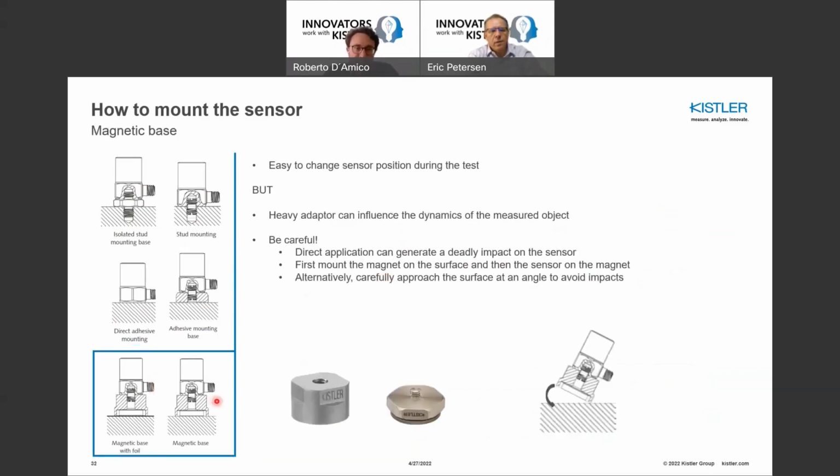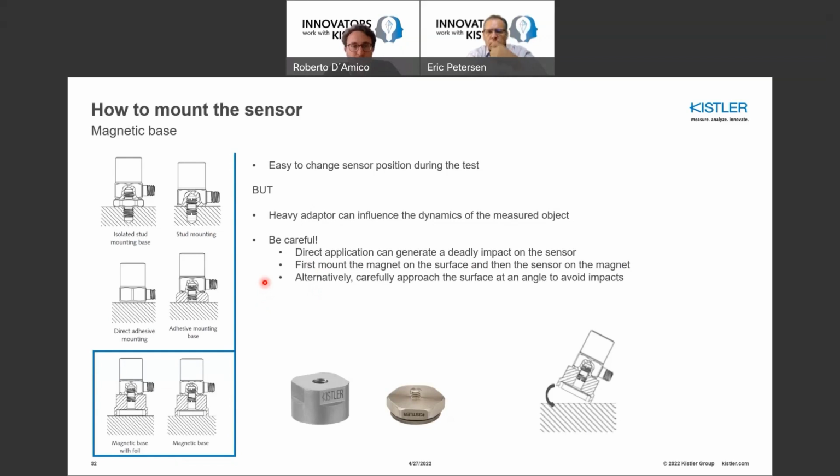Finally, we have the magnetic base, which is the least stiff method for acceleration measurement. Of course, this method is very efficient because you can move the sensor position, so you can change the location very easily with little effort, if you accept the limited frequency range given by the magnetic base.